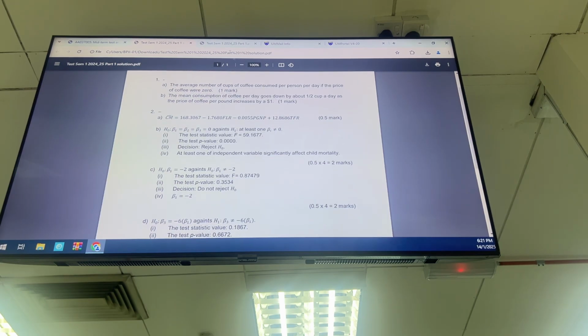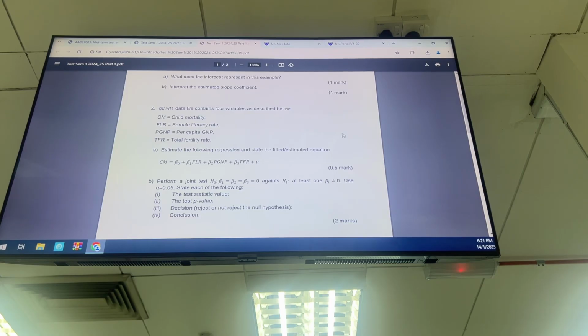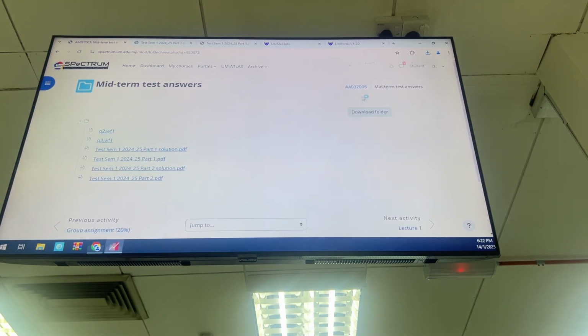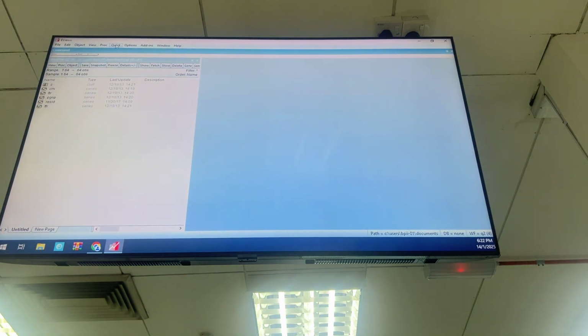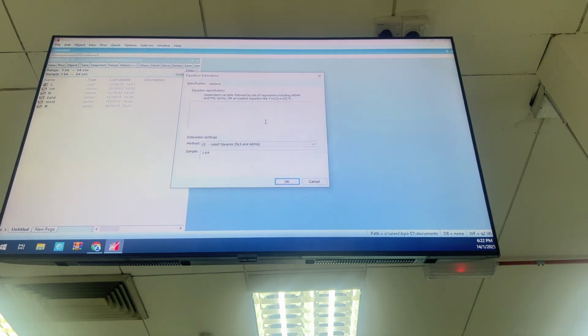Question number 2. We have the variables CM, FLR, PG, PP, TFR. Estimate the model. This one also you just estimate and show the result, and you get half a mark already. So just estimate Q2. You just estimate the model. So we have CM, C, FLR, PGNP, and TFR.